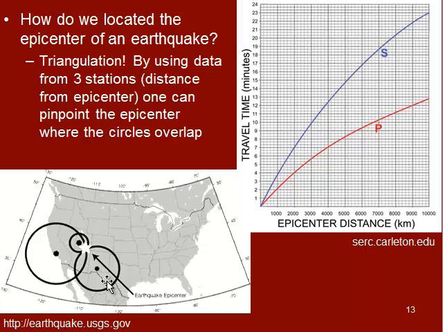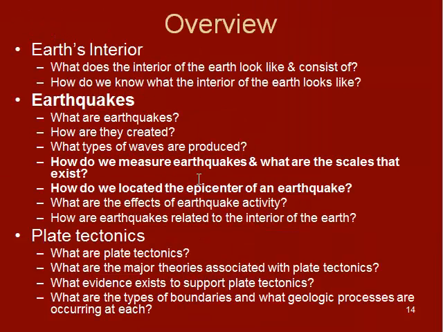So if we get at least 3 different stations, then we can triangulate, using the distance those stations are from the epicenter. We can draw these circles, and where they overlap tells us where our epicenter would be. So in lab, you can either use the online program to draw these circles, or you can use a protractor and a compass to draw those circles. So that's measuring earthquakes and epicenters.